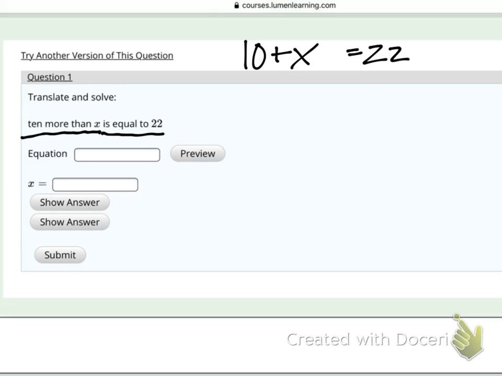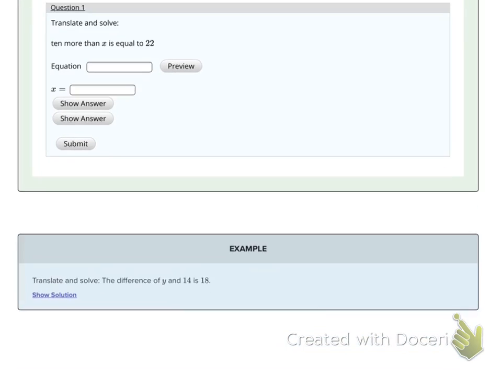Go back and check your work when you do it. Now, that's a positive 10, so I'm going to subtract 10 from each side. Gone. X equals 12. Great job, class. Let's try this one.